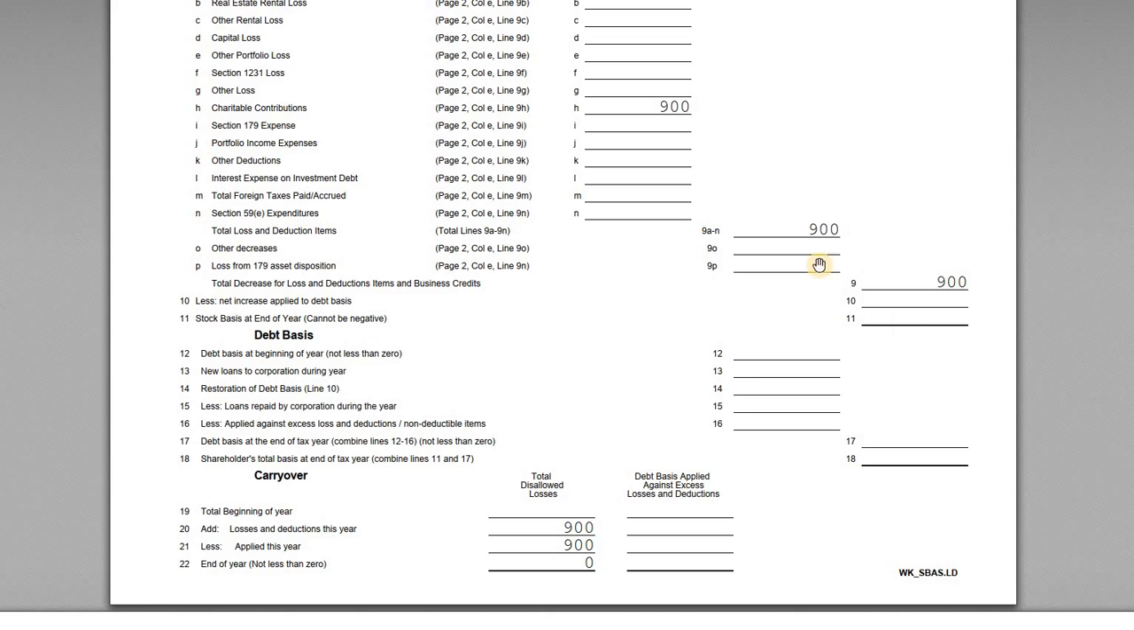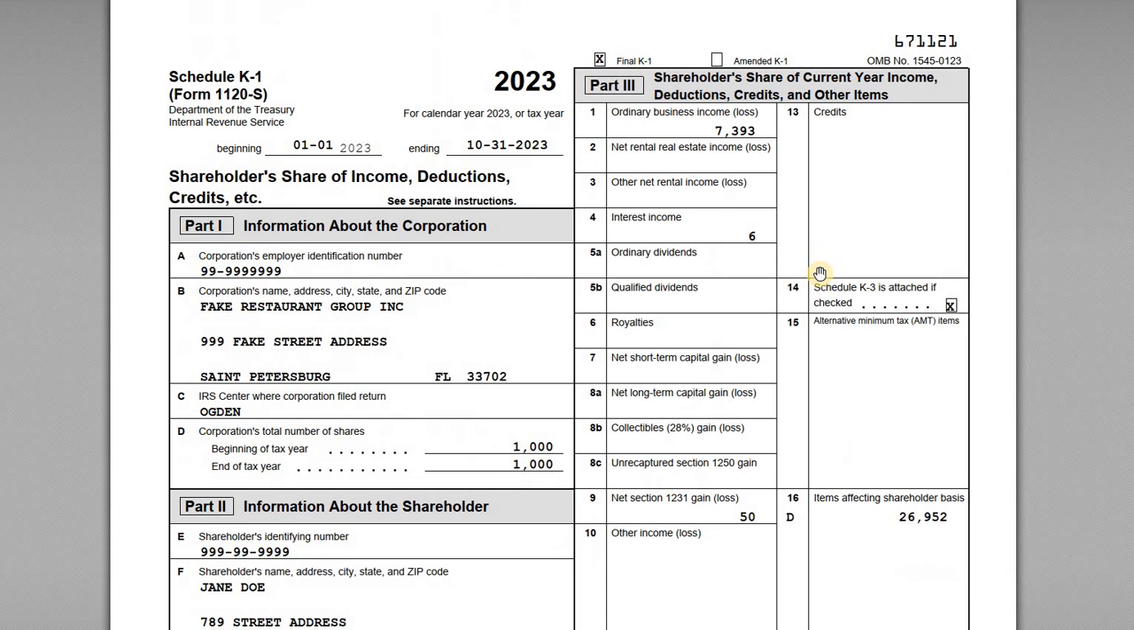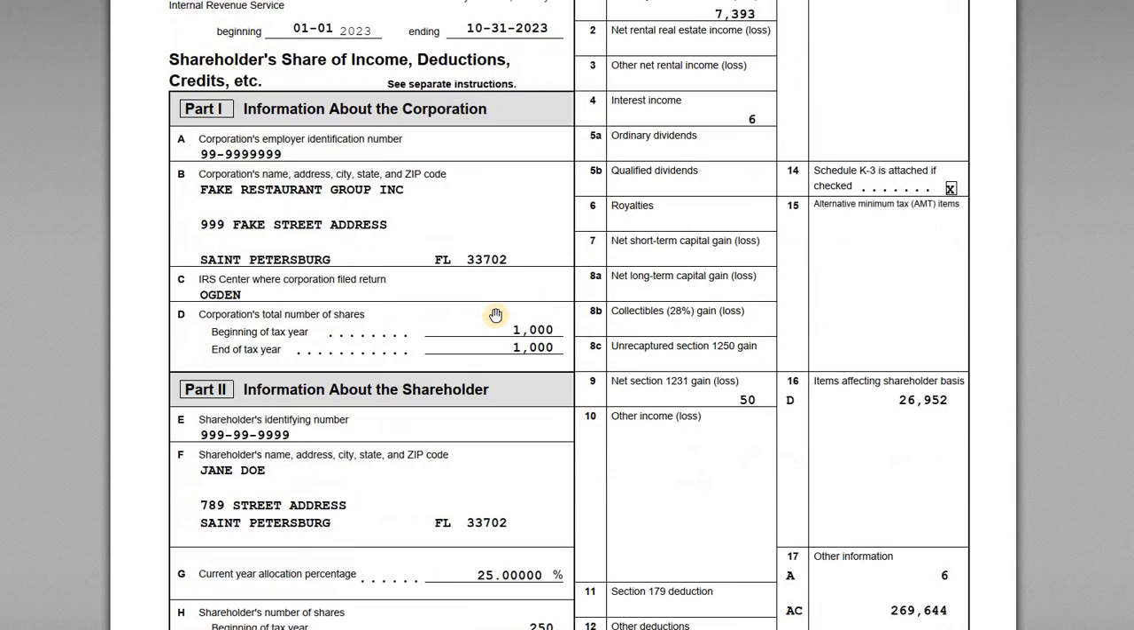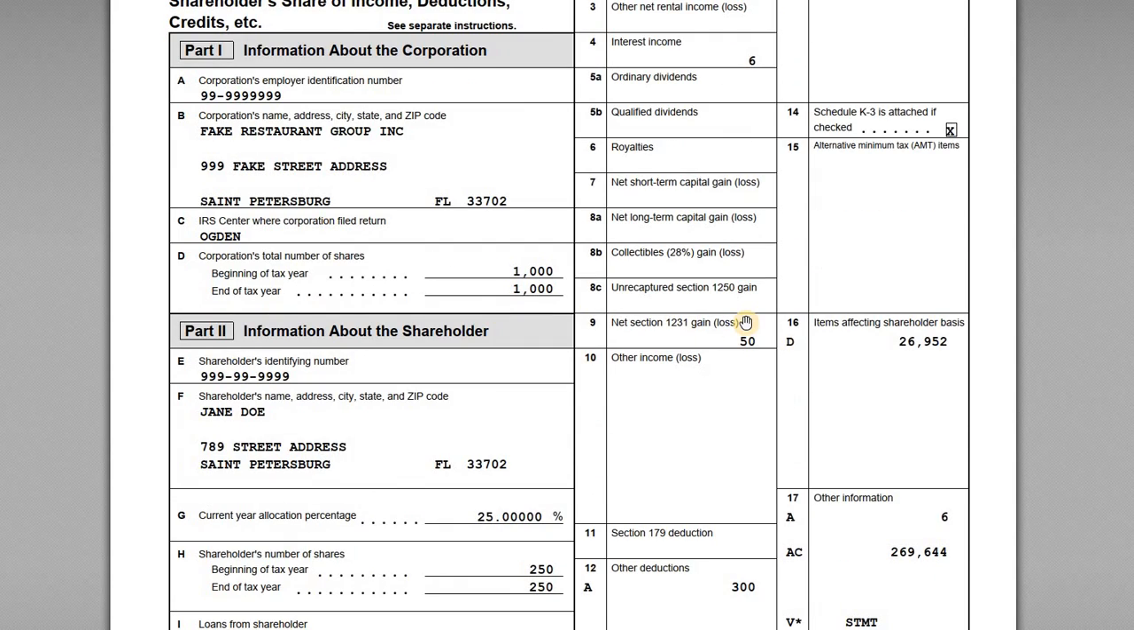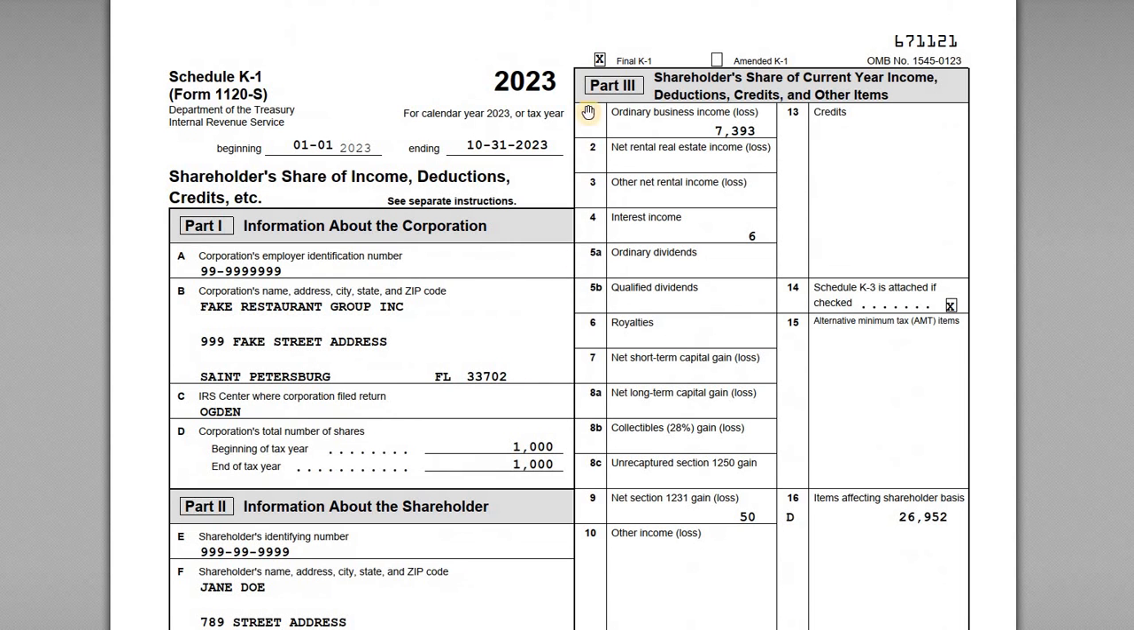All right. And so the same process would happen for Jane's K1 as well. I won't go through her K1 because it's the same information. It's just a different allocation because she's a 25% shareholder. But the same principle applies, right?